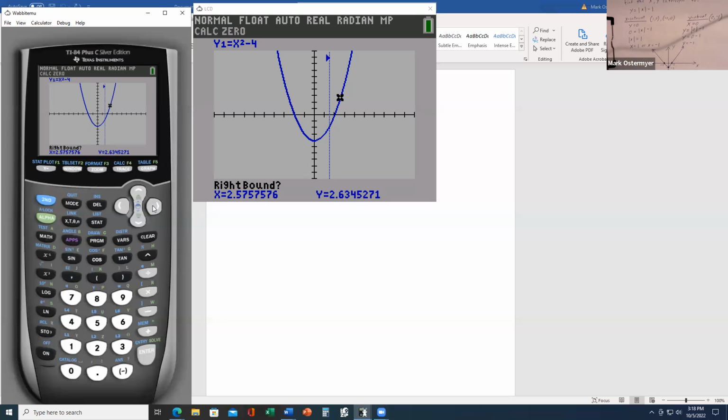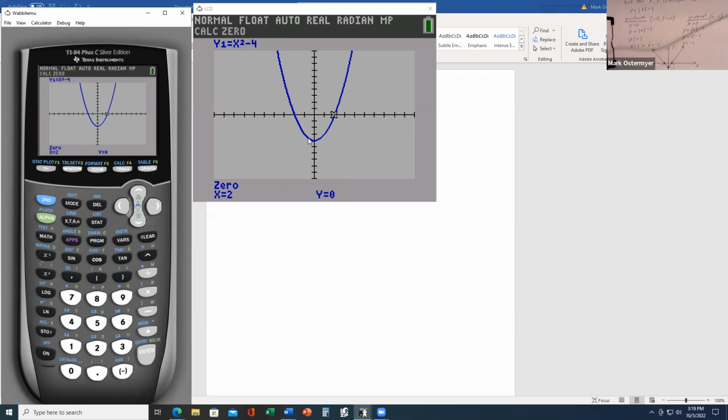Because this blinking cursor now projects straight down to the x-axis at a value that's to the right of the x-intercept we want to find. So hit enter. Now your calculator says guess. We just hit enter again, and there's your other x-intercept, 20.